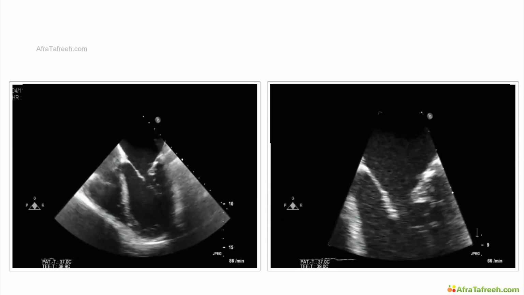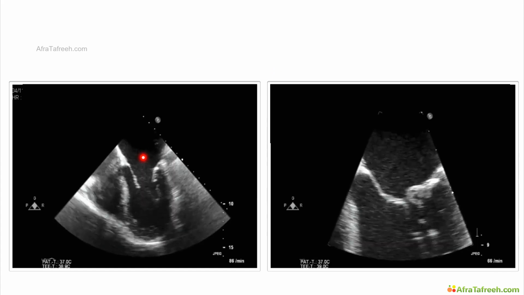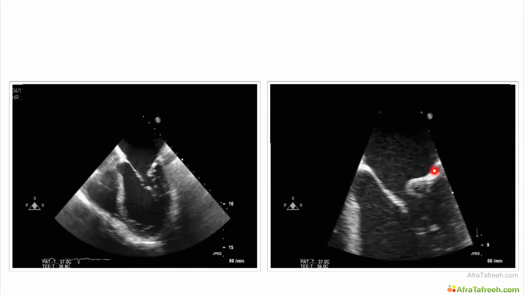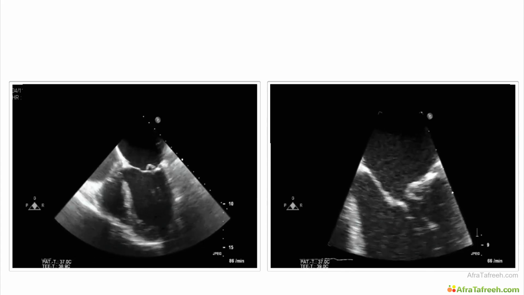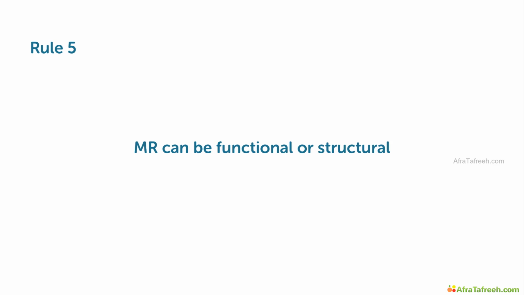Here's another example, again a TE study to help you look at the morphology better. A mitral valve which has a mitral valve prolapse. You see that part of the leaflet is protruding again into the left atrium. Maybe there's even a very small partial flail leaflet here. You see that the leaflet is thickened and it's structurally definitely not normal. And this is what we call structural MR. I'll show you more examples of structural MRs later, but at this point, here is rule number 4. Left ventricular dysfunction can be cause or consequence of mitral regurgitation. And we have another rule, number 5. MR can be both functional and structural.